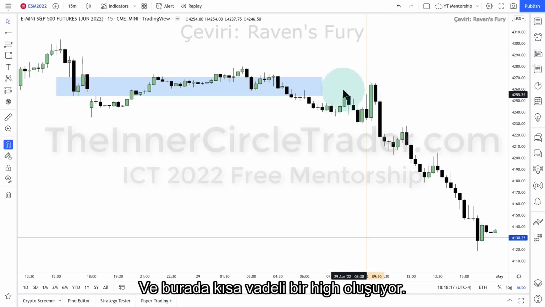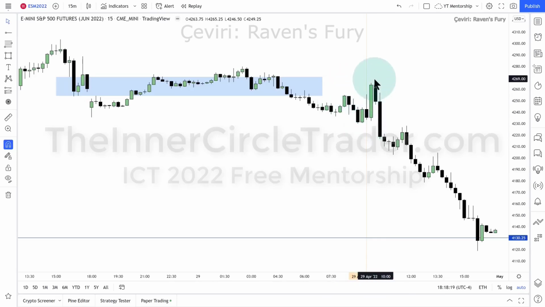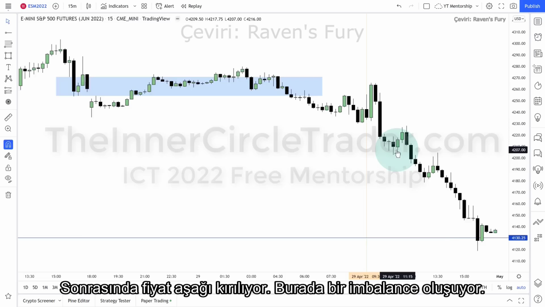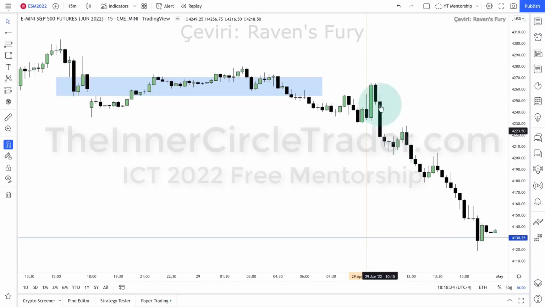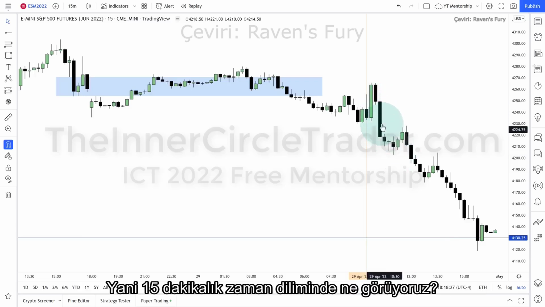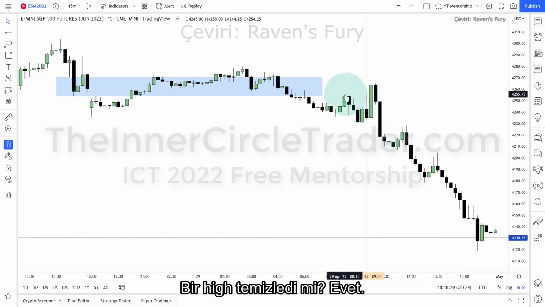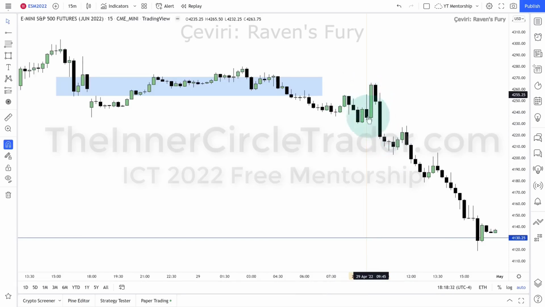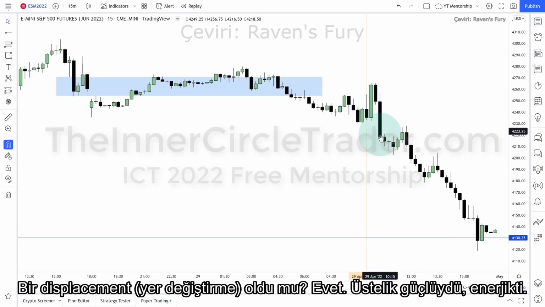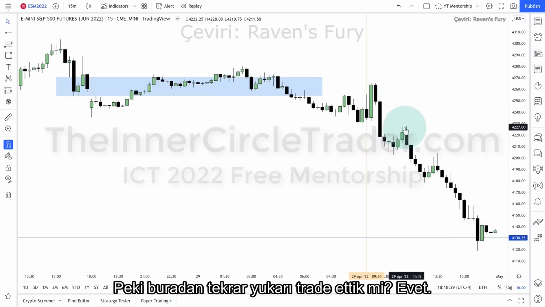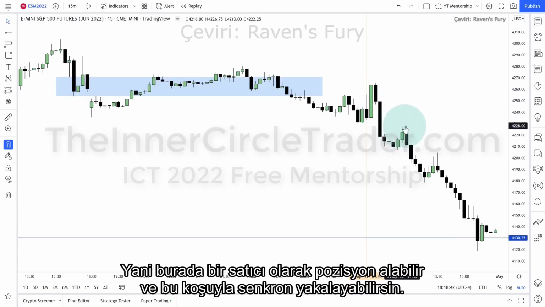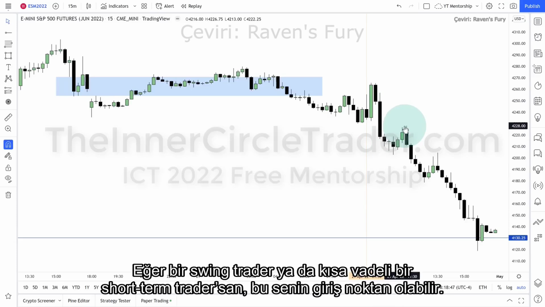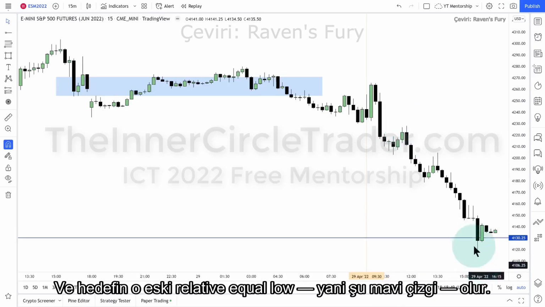So it's running a short-term high right here, and then breaks lower, creating an imbalance here. So on the 15-minute time frame, what do we see? Did it take a high out? Yes. Did it break below a low? Yes. Was it displacement? Yes, it was energetic. Did we trade back up into it here? Yes. So in here, you could be a seller and get in sync with the run. If you are a swing trader or short-term trader, this could be your entry, and then aim for that old relative equal low, which is that blue line here.